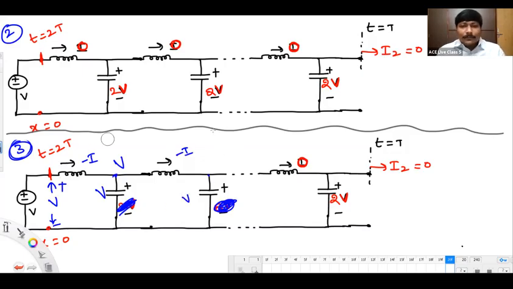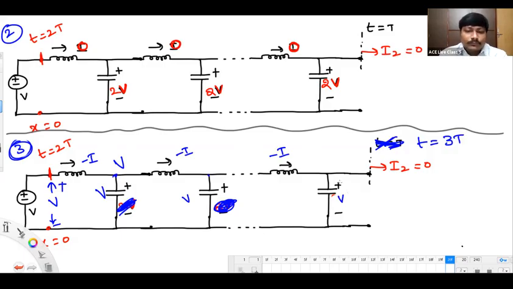Like that, you observe that at each and every point on the transmission line we have a current of minus sign and a voltage of V. It comes back to this point. What's the time now? That will be 3T. From the time 2T to 3T, what will happen to the voltage on the line? It will be modified to V. How is the current on the line? Modified to minus sign.